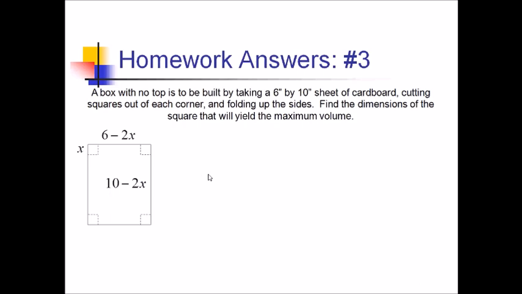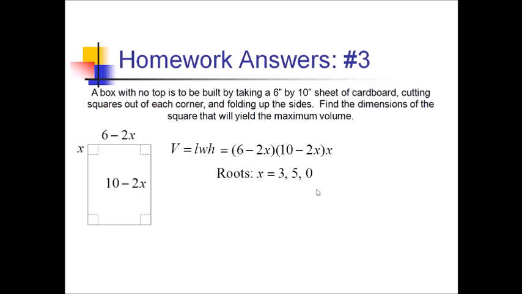For the volume formula, which we need to find the dimensions that maximize the volume, we've got, in general, length times width times height. In particular, we have 6 minus 2x times 10 minus 2x times the height of x. Let's go ahead now and find the zeros and the domain for this thing, just so I know what to plug in my calculator. Zeros, we've got 3, 5, and 0.